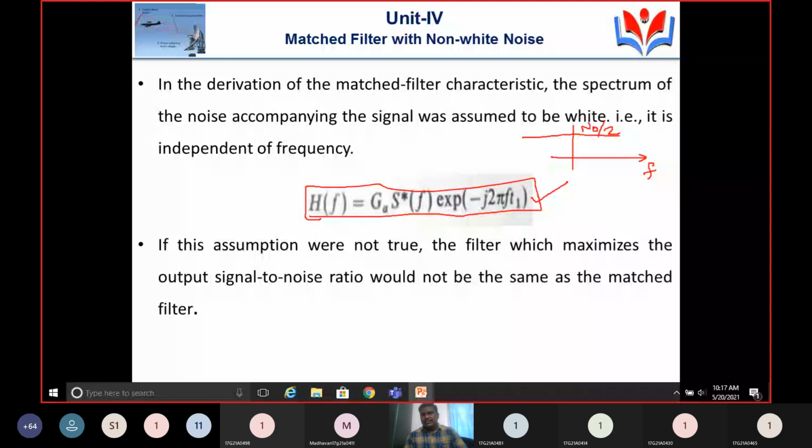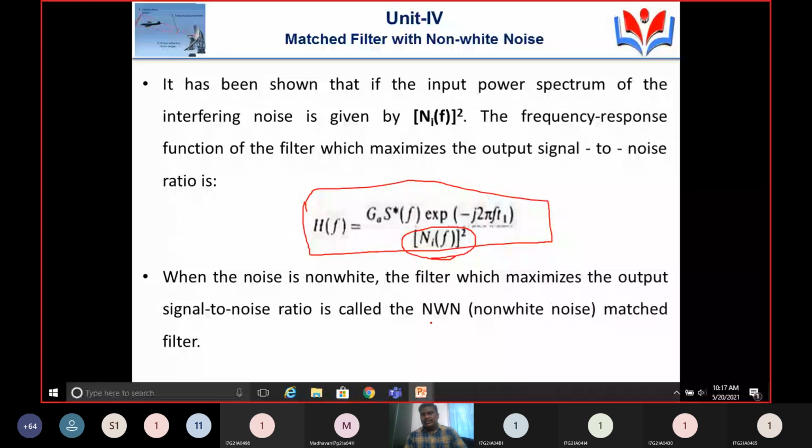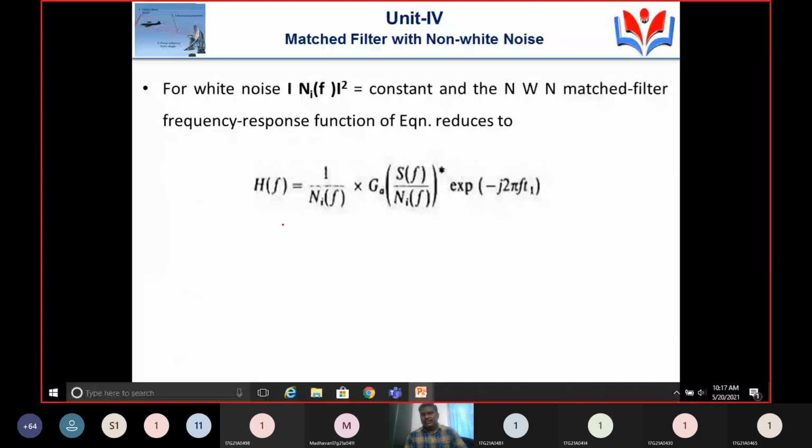Here it is the filter frequency response of a non-white noise matched filter. H of f here is called a non-white noise matched filter. We can write that as H of f equal to Ga into S of f divided by Ni of f, conjugate, e power minus j 2 pi f t. So this is the non-white noise matched filter. For this class, we will conclude up to this point.